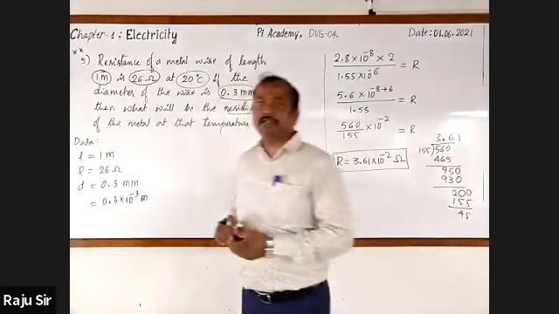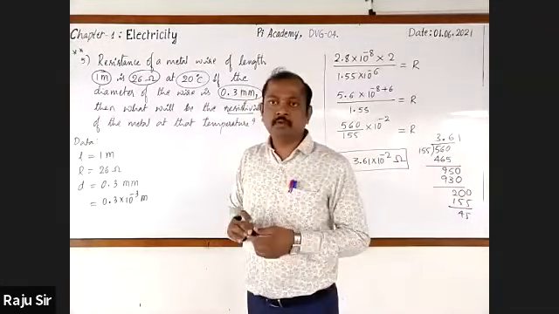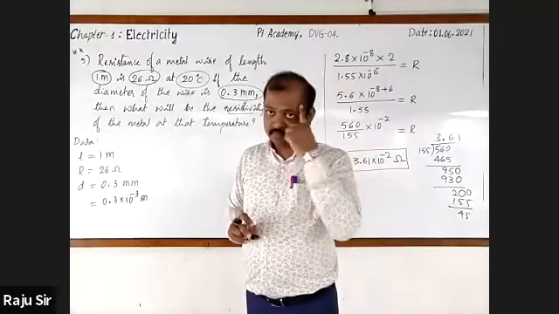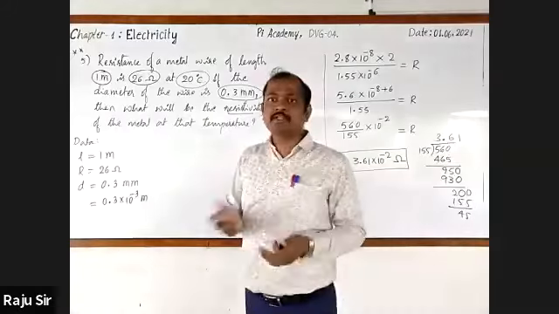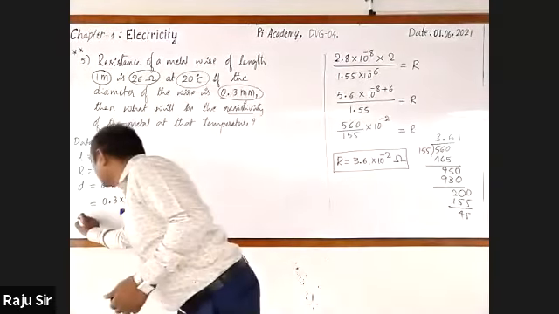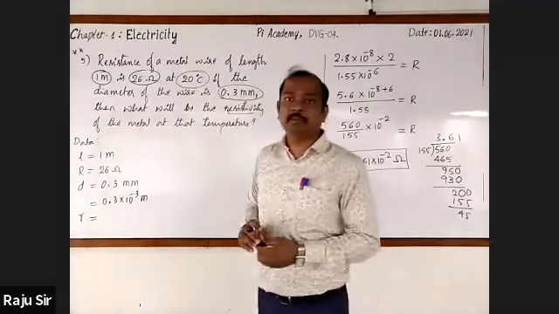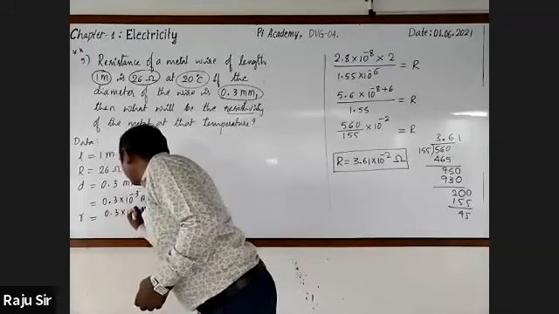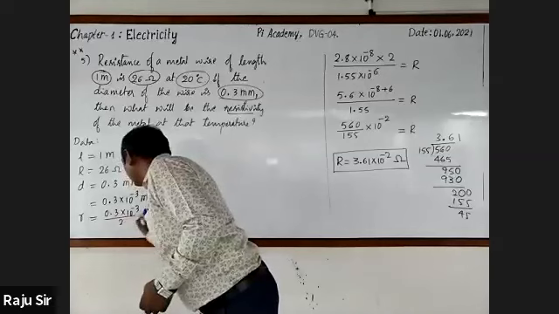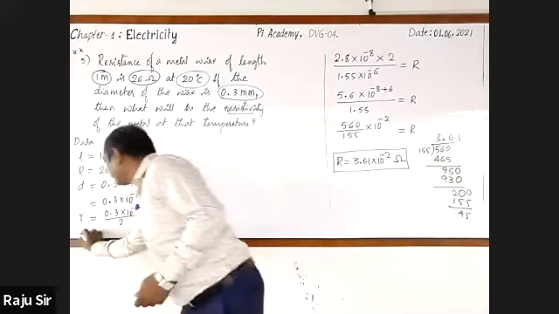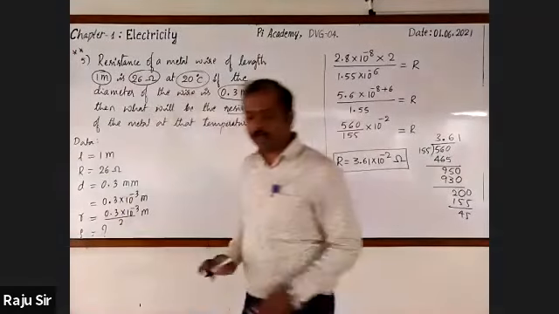As diameter is there, obviously we have to find out radius, is it not? Radius is diameter by 2, because area of cross section is pi r square. To find out that area of cross section, we need radius, where radius is half of the diameter. It is 0.3 into 10 raised to the power -3 by 2 meter. With all this information, we are finding rho, nothing but resistivity.